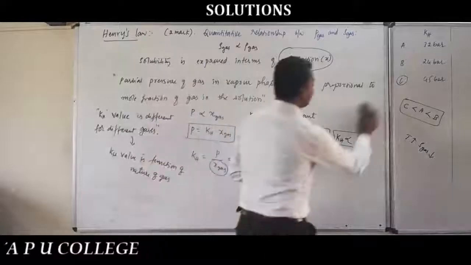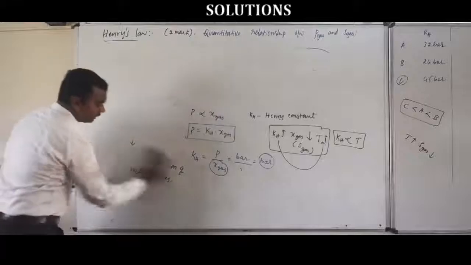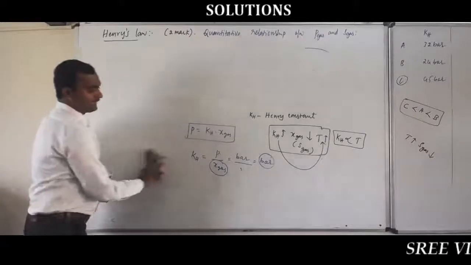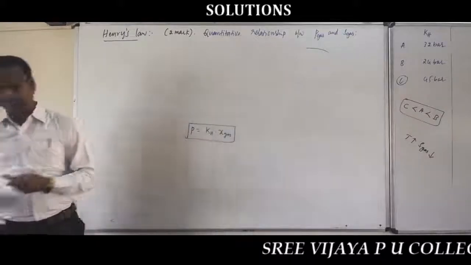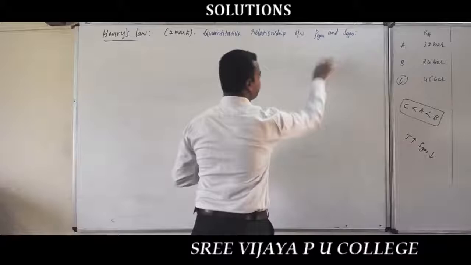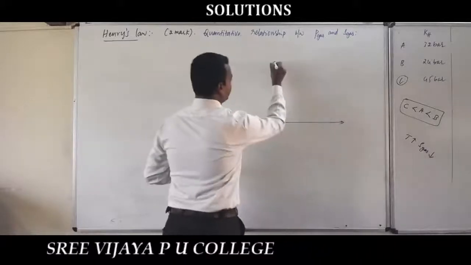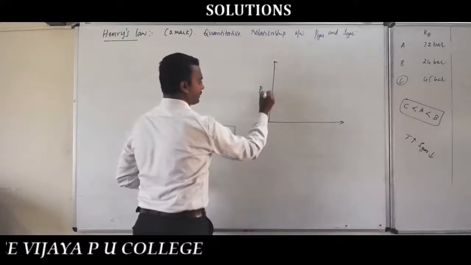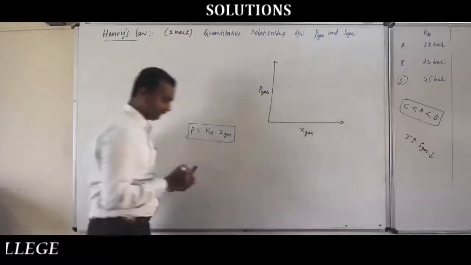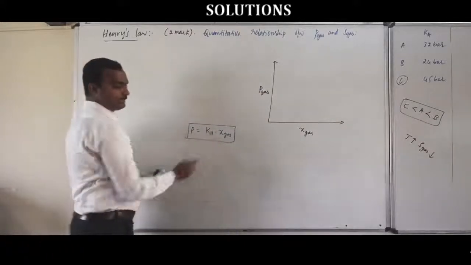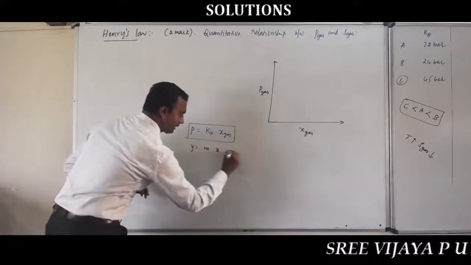so that graphical representation follows the straight-line equation. It is the mathematical expression or equation for Henry's law, that is P is equal to KH into mole fraction of the gas. So I'm going to take a simple graph. In the y-axis I'm going to take the partial pressure of the gas, and in the x-axis I am going to take the mole fraction of the gas. So P is equal to KH into X, that is Henry's law. This follows the equation y is equal to mx plus c.